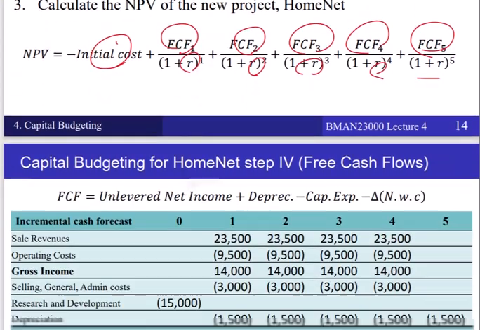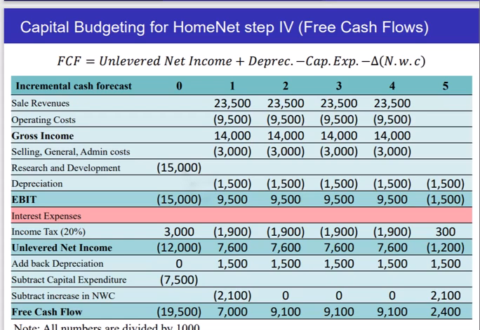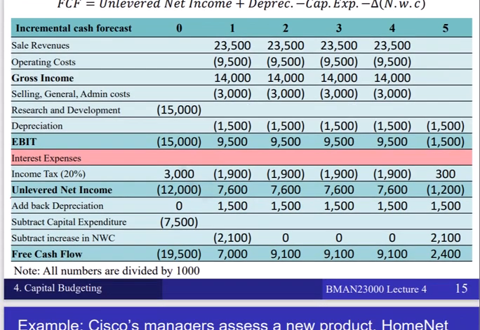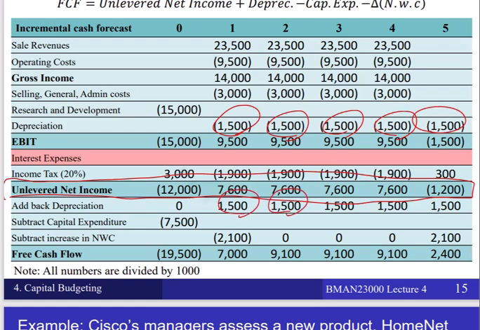So let's reflect the depreciation, capital expenditure, and change in net working capital to get free cash flow. We already know these numbers from the previous computation of unlevered net income. Now we need to add back depreciation every year from 1 to 5. You subtracted 1.5 million each year from year 1 to year 5, so you need to add back 1.5 million for each period up to year 5.